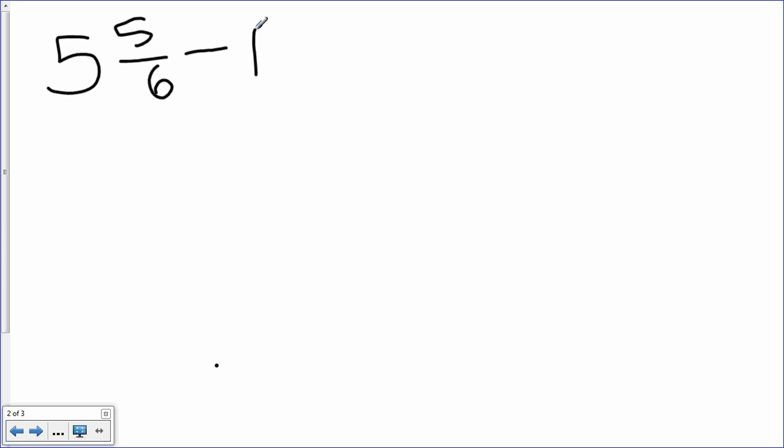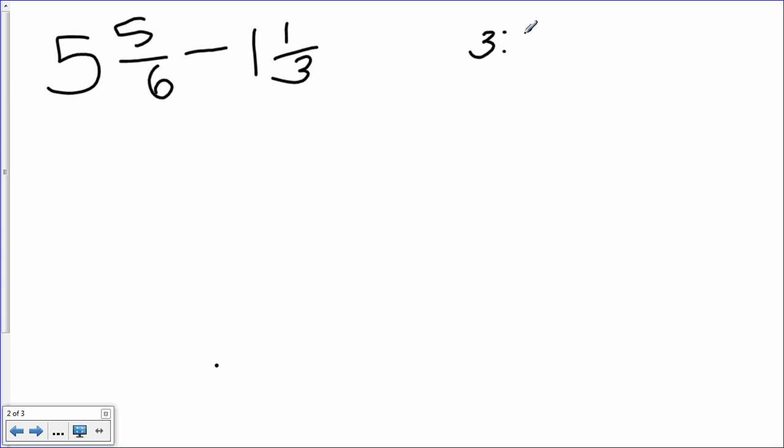1 and 1/3, I would have to find a common denominator between 6 and 3. To find those, you have to find your least common denominator or your least common multiple. So I'm going to make a list. I'm going to come over here and make a list and write all the factors of 3.